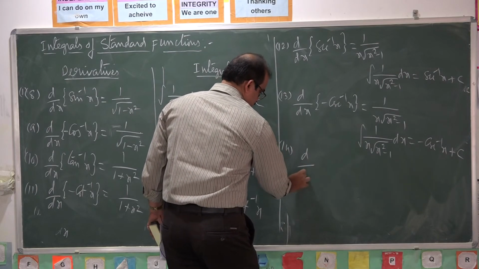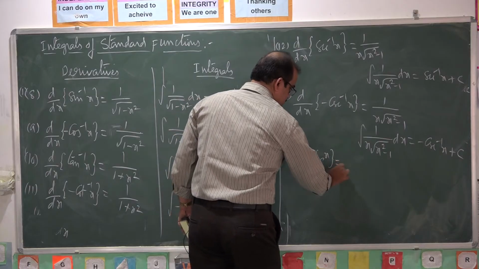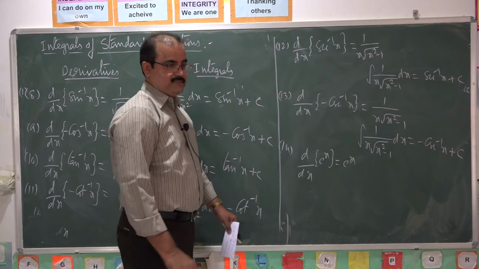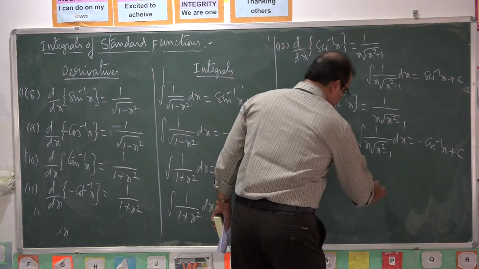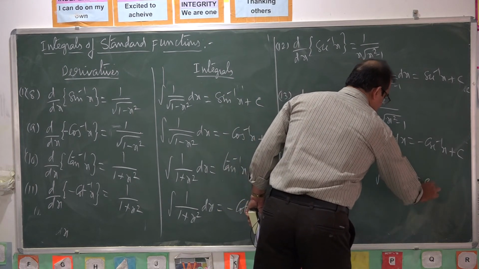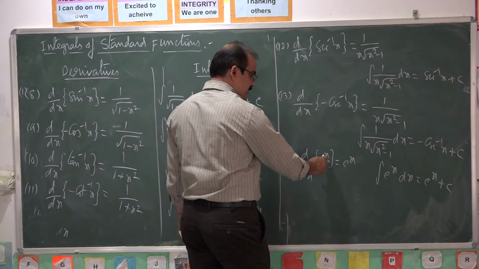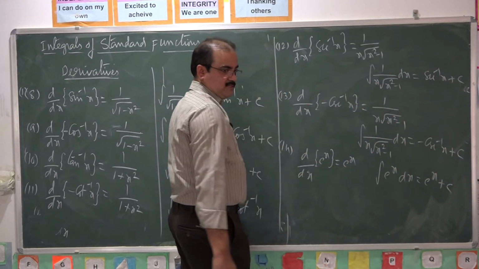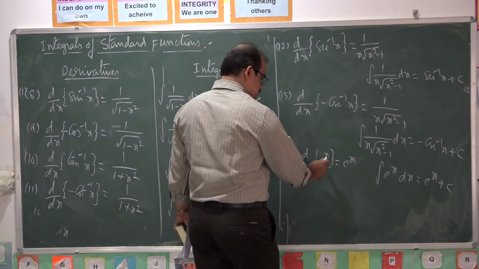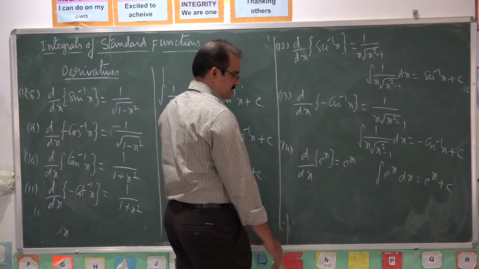Next, we know d by dx of e power x is e power x. So, integral of e power x dx is equal to e power x plus c. You see here, derivative of e power x is the same function e power x. So, this e power x is the antiderivative of e power x.